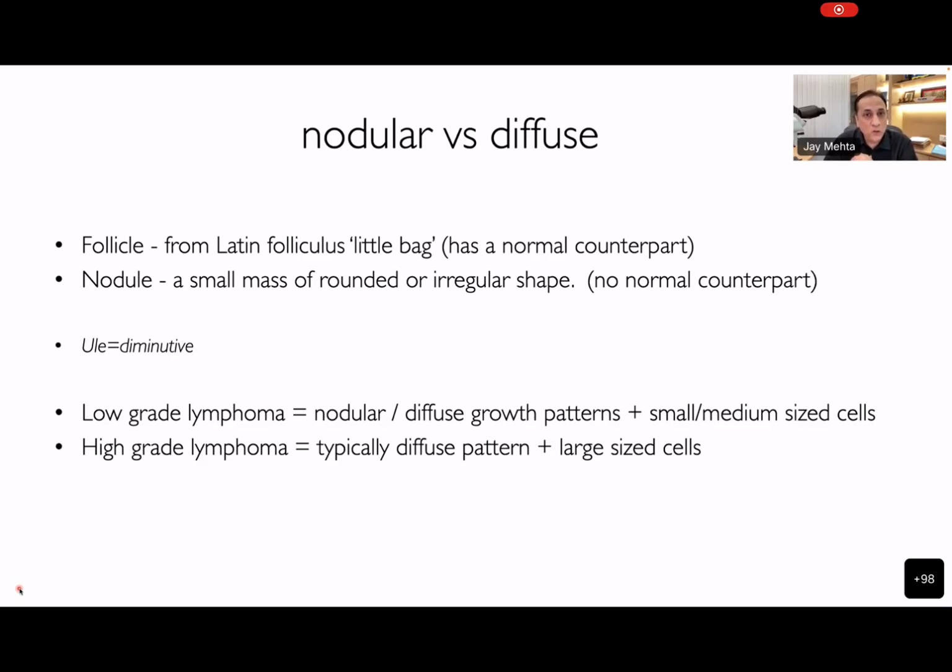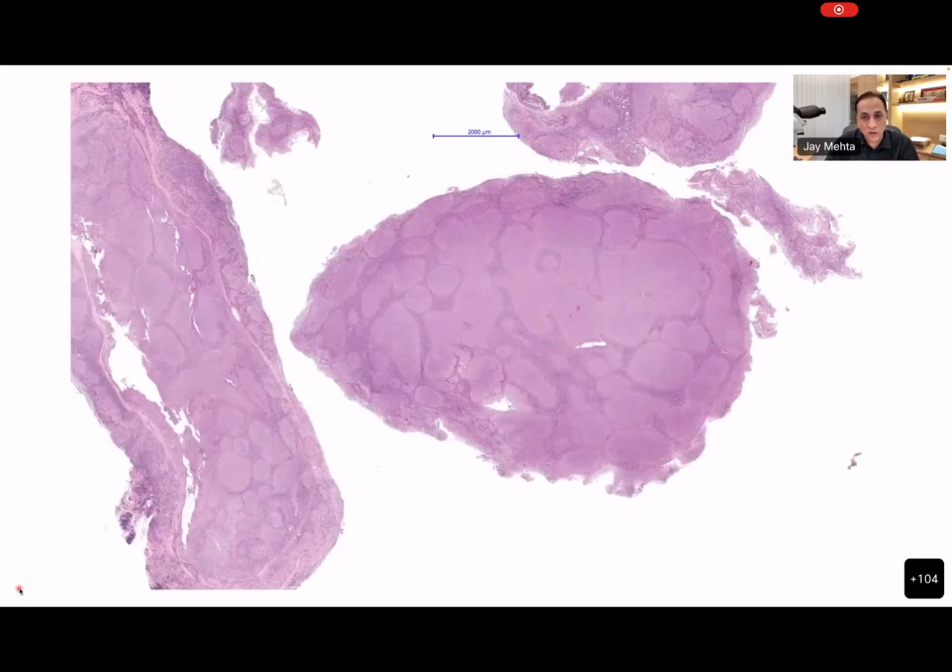When you say nodule or nodular, it's a small mass of rounded or irregular shape, and it doesn't really have a normal counterpart. The suffix -ule actually means diminutive, so something like a duct, you call a ductule. If it's a node, you call it a nodule. So a spherical structure which is slightly bigger than a follicle, but not as huge as a node, you call a nodule. So the talk will focus on nodular lymphoproliferations, but as we go on discussing, we'll also see that there are follicular lymphoproliferations as well.